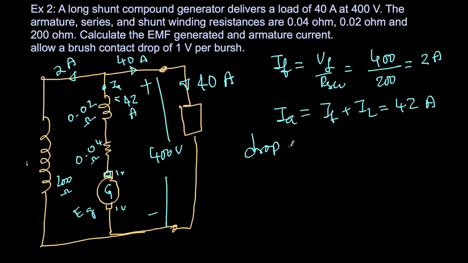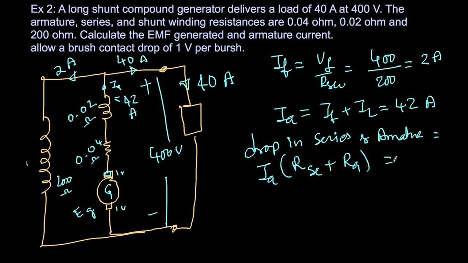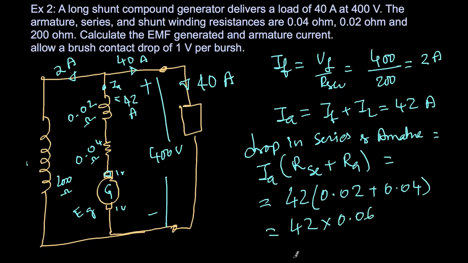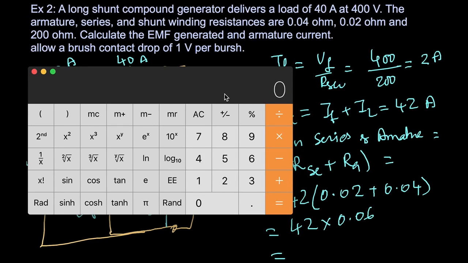Then the drop in the series and armature windings is nothing but IA multiplied by R. I can calculate them individually, RSC plus RA, or I can just add them and then calculate. So I get 42 multiplied by 0.02 plus 0.04, which is 42 multiplied by 0.06, which is 2.52 volts.